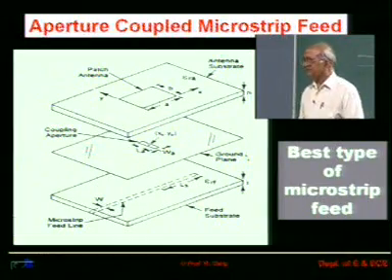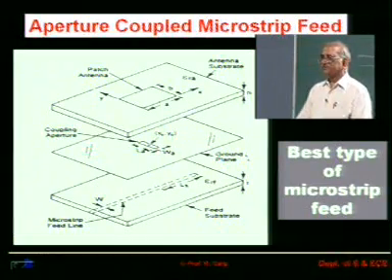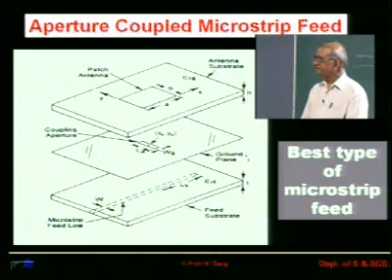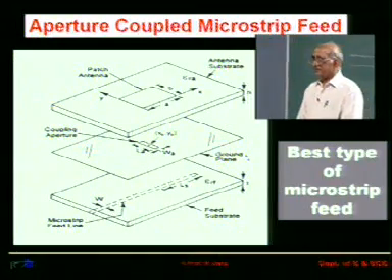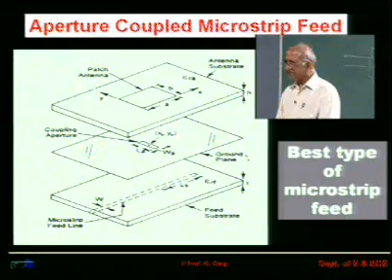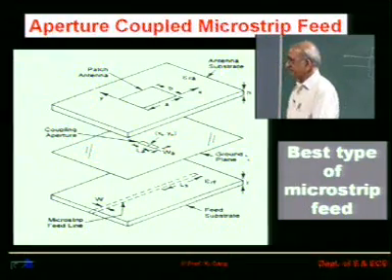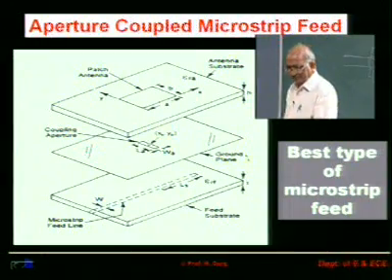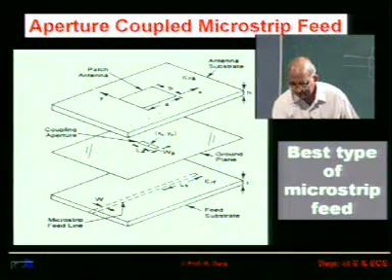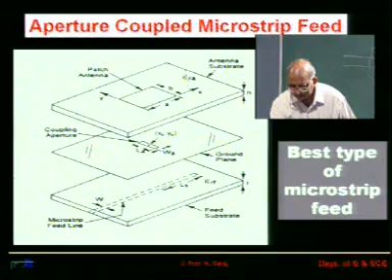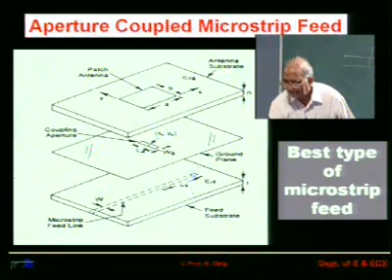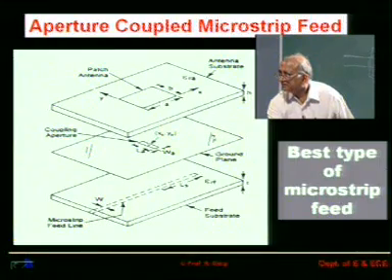Now, this is another feed type which looks somewhat rather complicated, but it has lots of advantages. That is why it is called best type of microstrip feed. Here you can see there is one substrate here, one substrate here, and in between there is a ground plane. Okay.